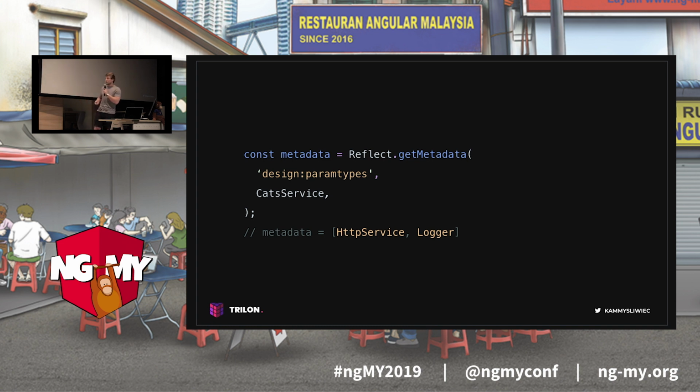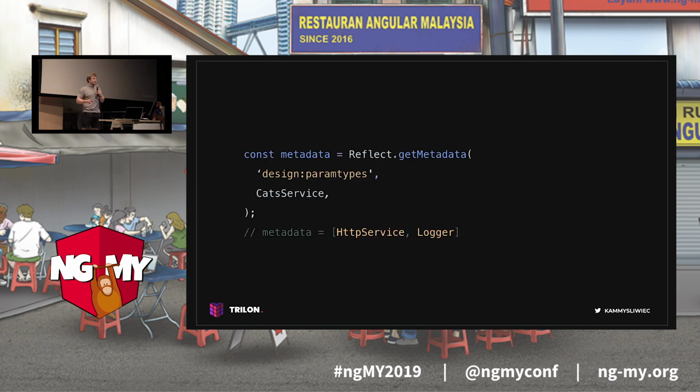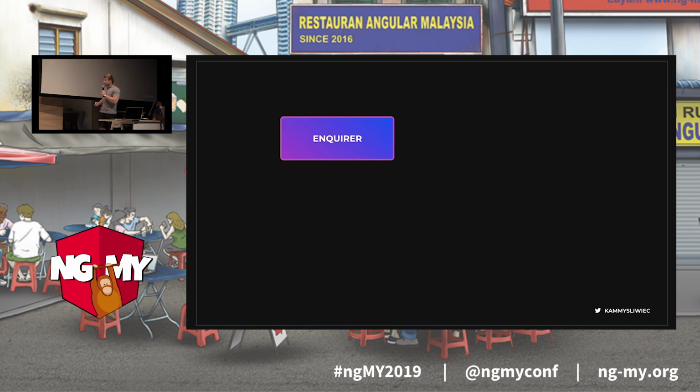So we have our Reflect.getMetadata. The first parameter is design param types, this string, and the second one is actually our type, a cat service. And that's it. We can pass any class here, depending on what we actually want to reflect. And as you can see, this is what this method is going to return to us: an array of types that we can use to indicate which dependencies are needed in this actual cat service.